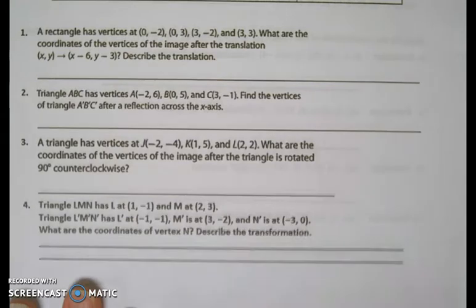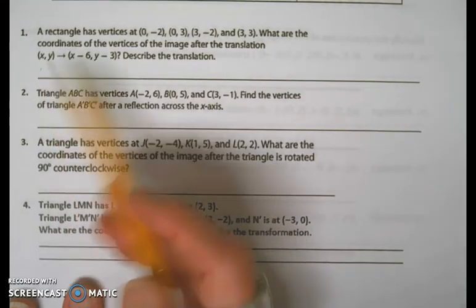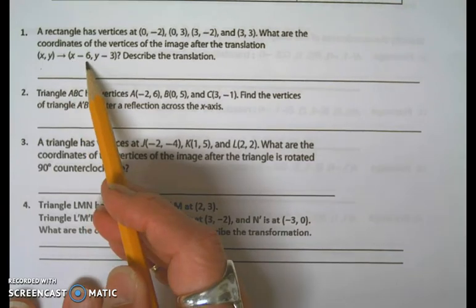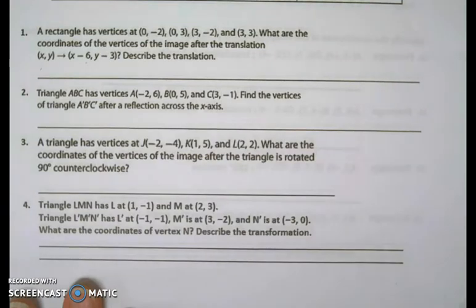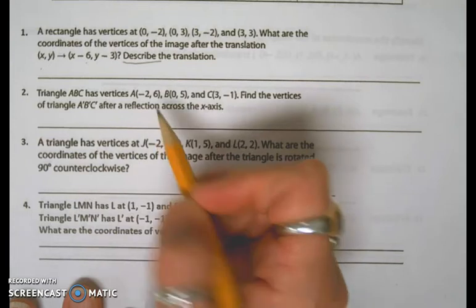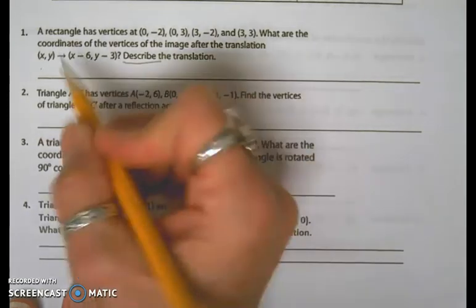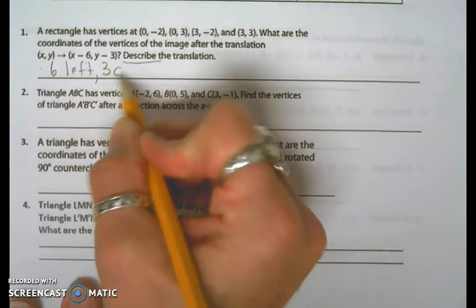A rectangle has vertices at (0, -2), (0, 3), (3, -2), and (3, 3). What are the coordinates of the vertices of the image after the translation? So from our original x, y, we are subtracting 6 from x and subtracting 3 from y. So when they ask us to describe the translation, that means we are going to go 6 to the left and 3 down.